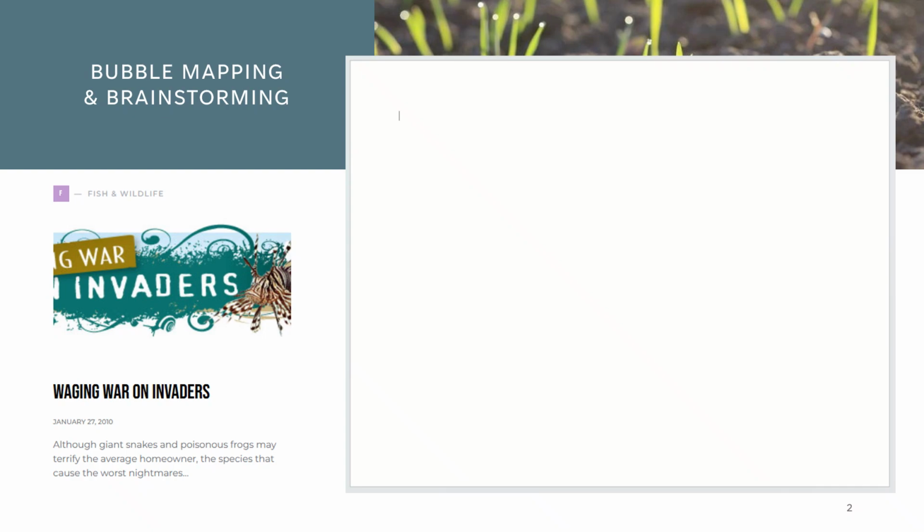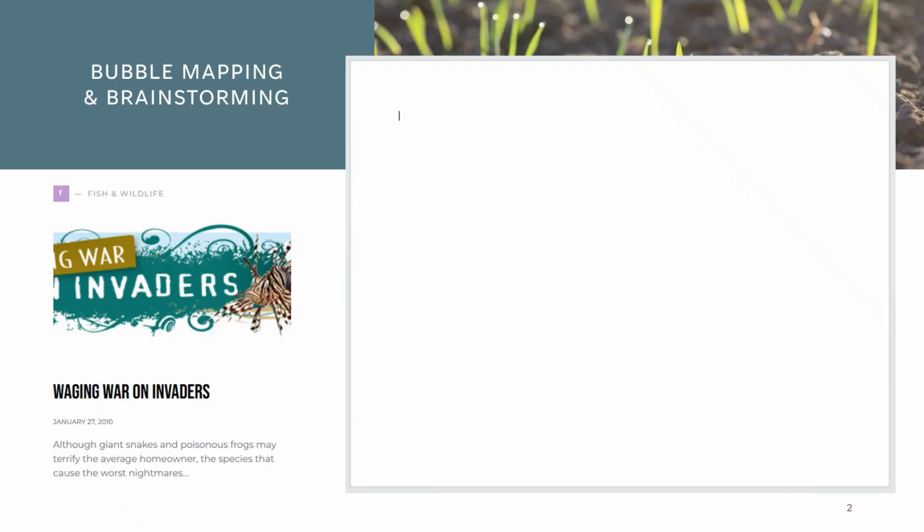All right, so what we're going to do is simulate this idea of a bubble map. For most of you, you're probably doing this on a physical sheet of paper, so it's going to be a little more organic. I'm going to try and mimic this on a computer, so it might be a little clunky, so just stay with me. But we are going to use this process called bubble mapping because it lets you see all of your ideas on the paper.